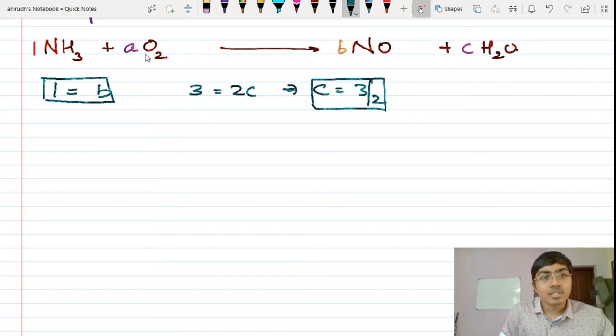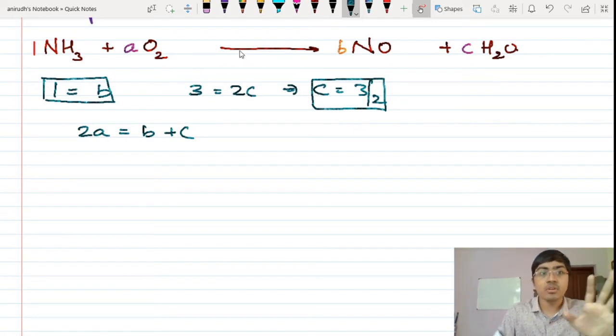Okay. Now what is remaining? Oxygen is remaining. So 2A is there on the reactant side. On the product side there is B plus C. Right? There are 2A oxygen atoms. We don't consider molecules here, we are simply considering the atoms on both sides. So 2A is equal to B plus C.